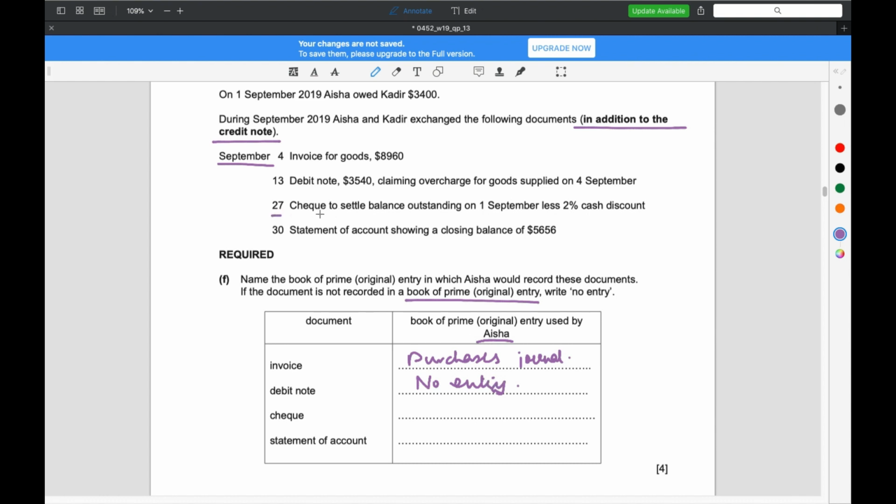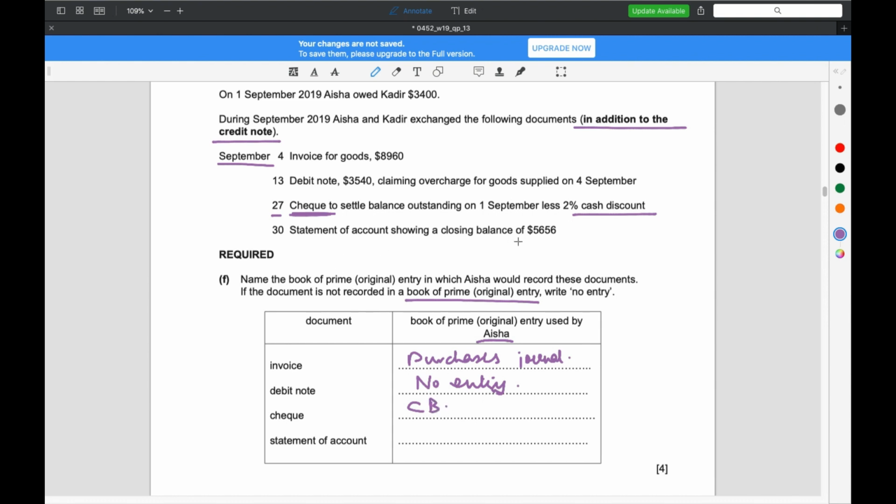27th, he says check to settle balance outstanding on 1st September less 2% cash discount. Because he said check, it means that it has something to do with the bank, right? And then there's a cash discount as well, so you know that bank and cash discount are both on the cash book, because Aisha most probably paid money to settle the balance outstanding. So she's paid money, and that is going to be from the bank and cash discount. So the book of prime entry which contains both of these is the cash book.